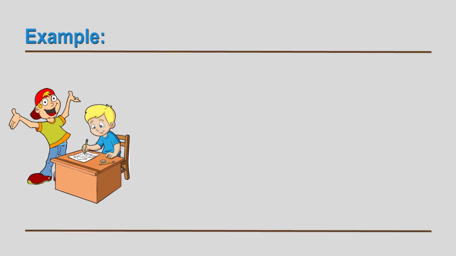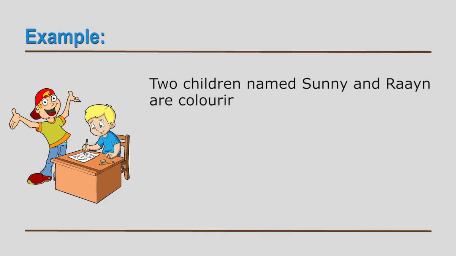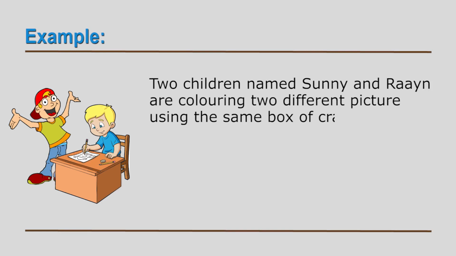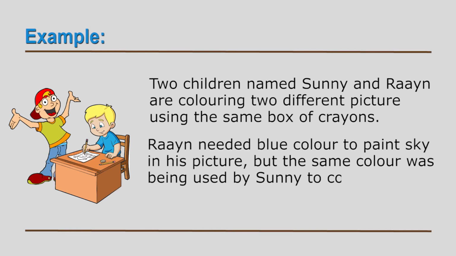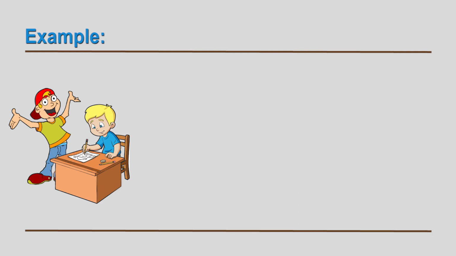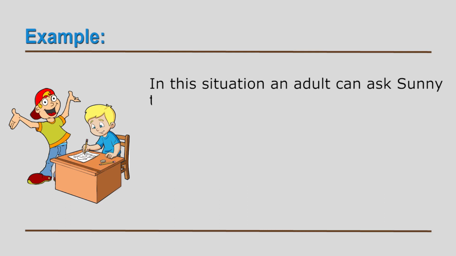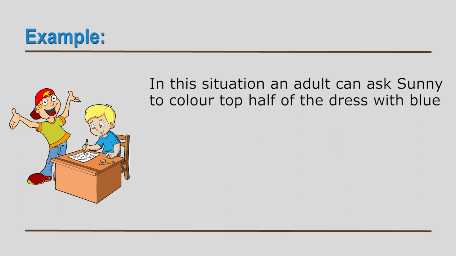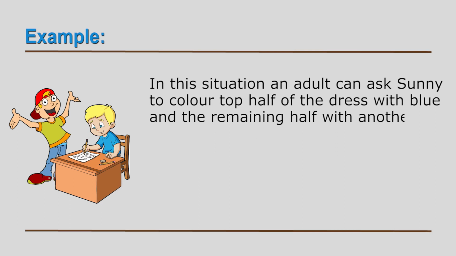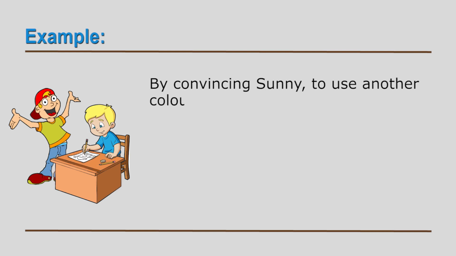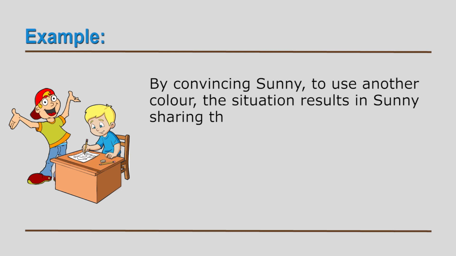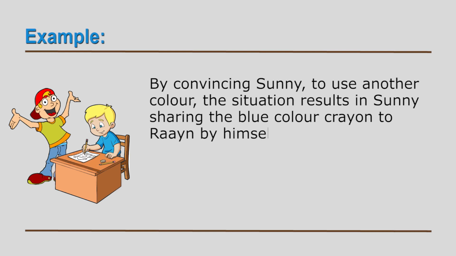For example, two children named Sunny and Ryan are coloring two different pictures using the same box of crayons. Ryan needed blue color to paint the sky in his picture, but the same color was being used by Sunny to color a dress. In this situation, an adult can ask Sunny to color the top half of the dress with blue and the remaining half with another color, citing the reason that the picture would be more beautiful. By convincing Sunny to use another color, the situation results in Sunny sharing the blue crayon with Ryan by himself.